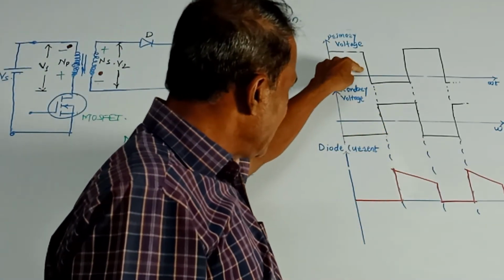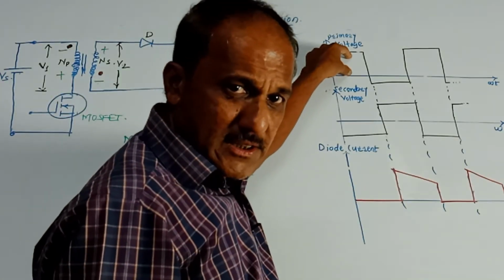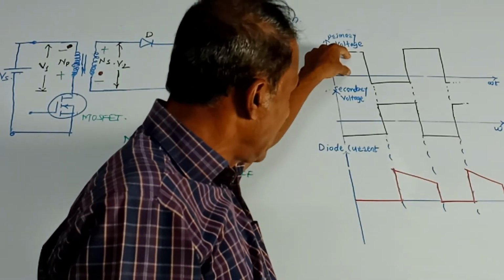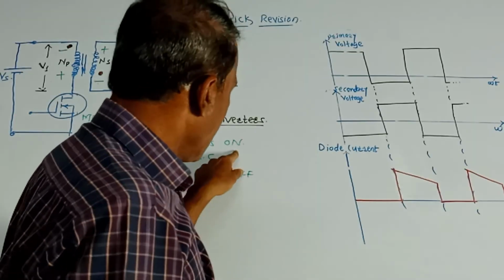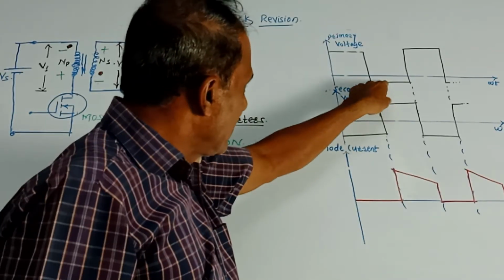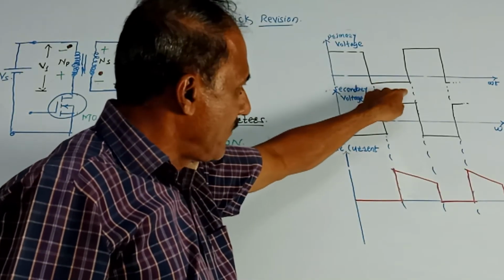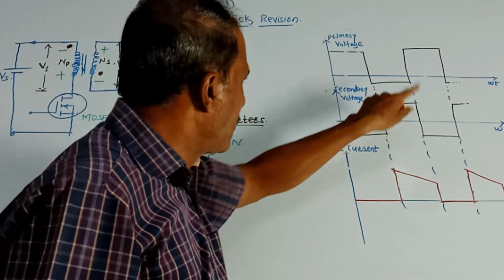Primary voltage is like this. Initially, this was the case when the switch was closed. That means in mode 1, when M was on, and this is the diagram. This is the waveform in the second part, that is in mode 2.